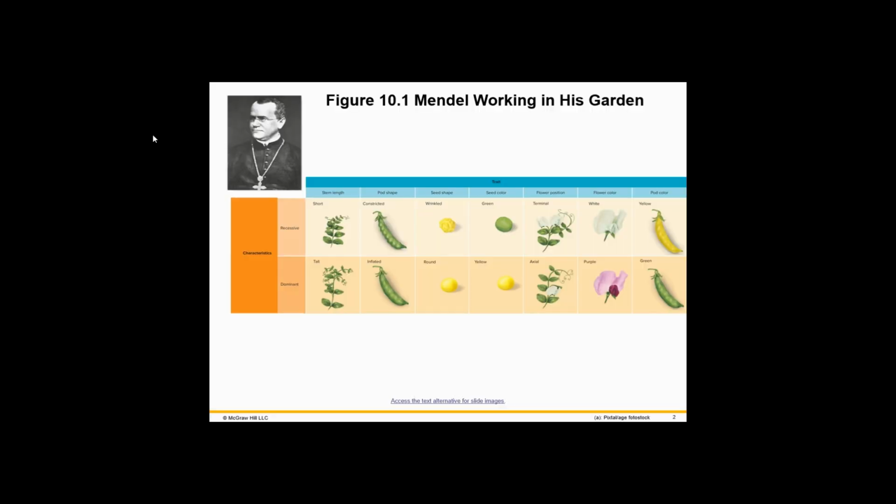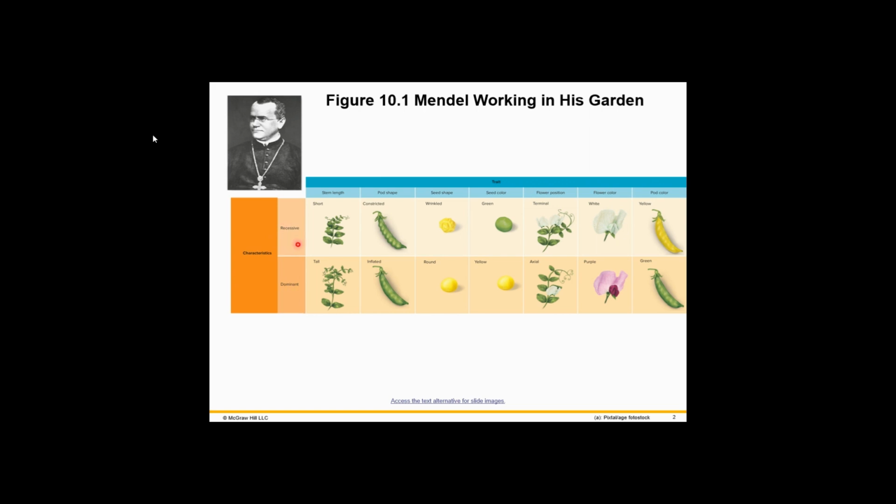So when he began his work in the mid-1800s, he acknowledged that both sexes, the male and the female, contributed equally to a new individual. He tested various combinations of traits, and these combinations are what led to reproductive success that were passed on to further generations. And if you see here, some of the pea plant traits that he used, he noticed some were recessive and some were dominant.